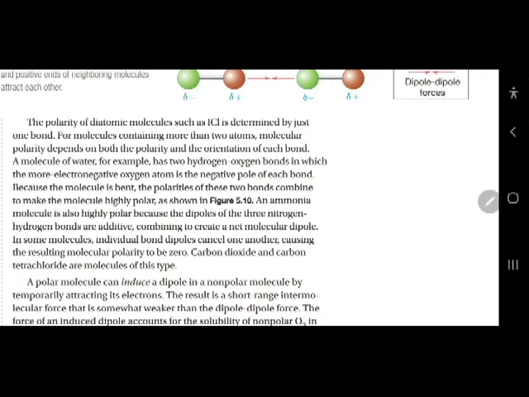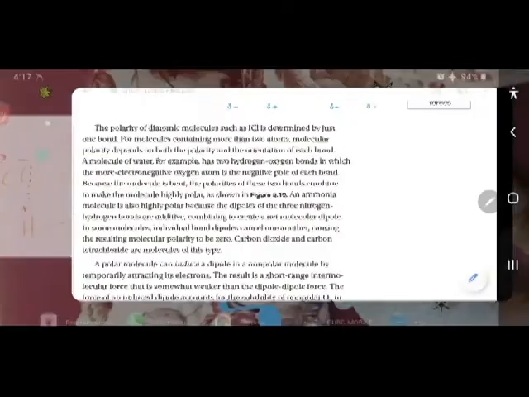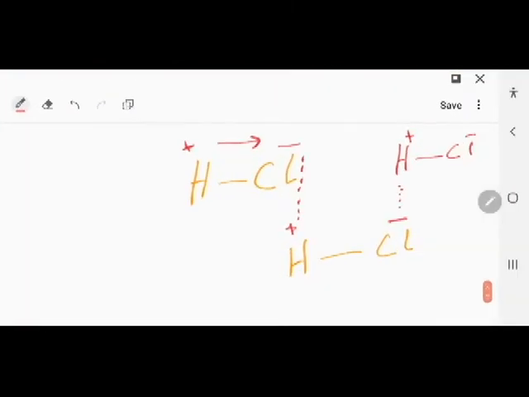In some molecules, individual bond dipoles cancel one another, causing the resulting molecular polarity to be zero. So it is not a must that if we have a polar bond, the molecule itself will be polar.